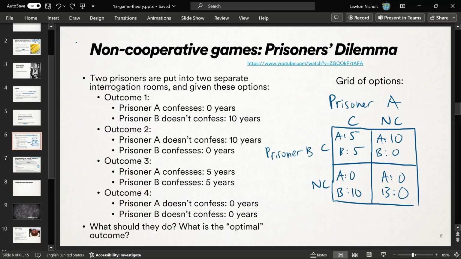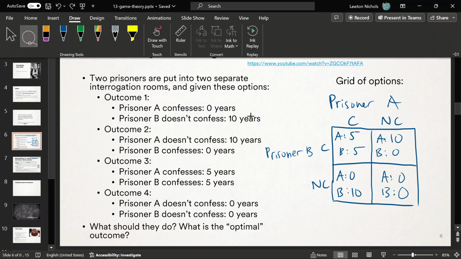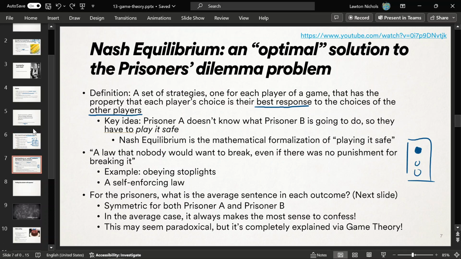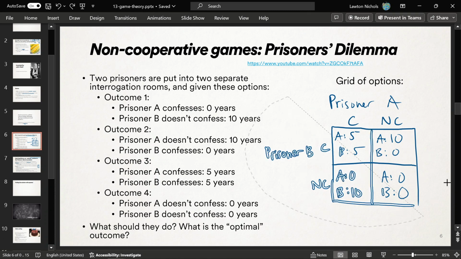Actually, can I just copy and paste this? That would be nice. Oops. Almost. Try again.